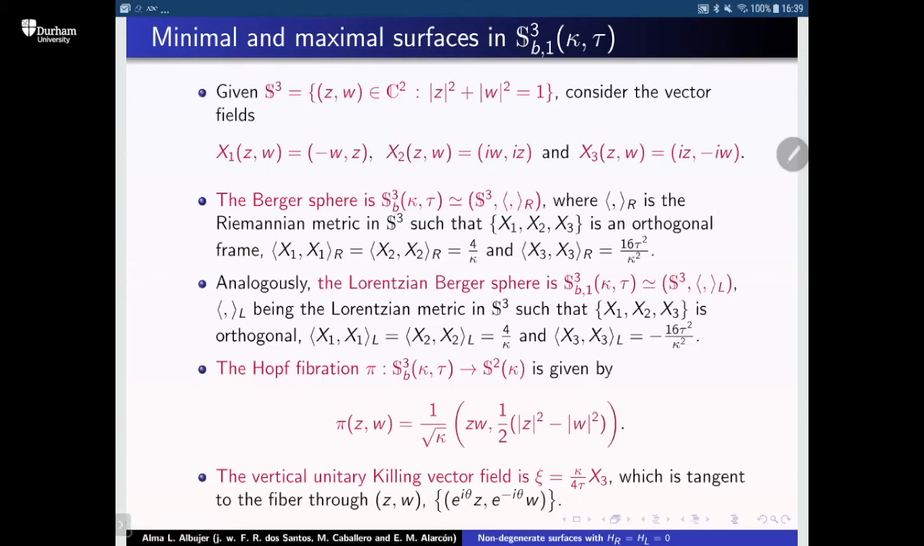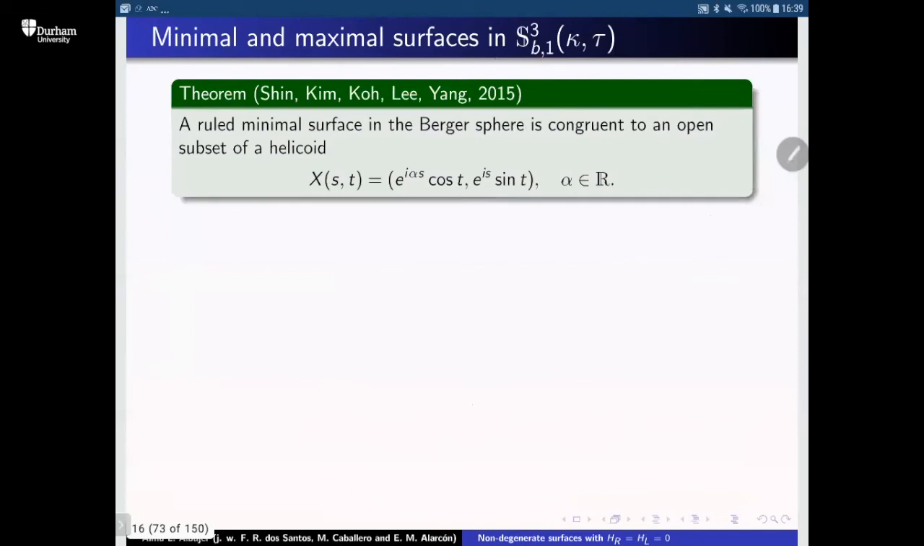Okay, so in that context and with this model of the Berger sphere, we go back to this group of Korean mathematicians from the beginning, and they classified all ruled minimal surfaces in the Berger sphere. And they show that a ruled minimal surface in the Berger sphere should be congruent to an open subset of a generalized helicoid given in that way here, where this is a family depending on the parameter alpha.